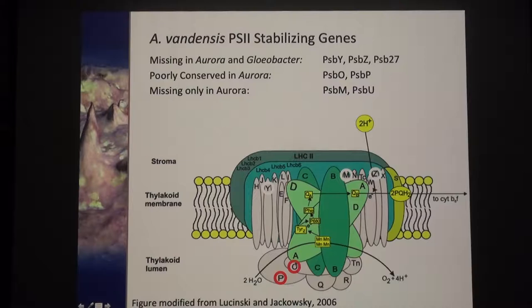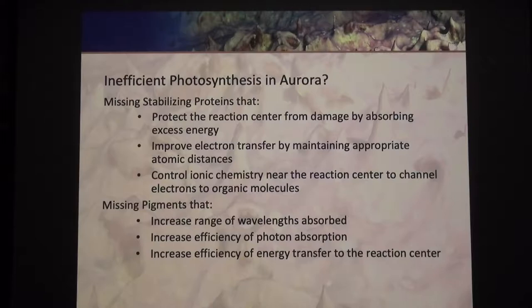And those are important for controlling the geometry of the oxidation site, as well as the chemistry and the ionic chemistry there. So we don't know that these poorly conserved proteins, in fact, the P comes out as being related to the appropriate gene, but it's so different, we don't know that it can actually function that way. So if Aurora vandensis can do photosynthesis, it doesn't have the normal structure right where that oxidation occurs. So we are predicting that it does inefficient photosynthesis.